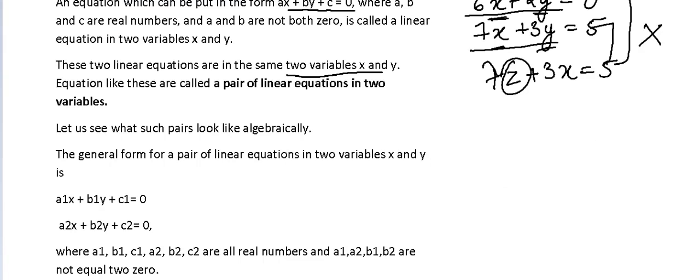And here we have a general form of a pair of linear equations, which is a1x plus b1y plus c1 equals 0, a2x plus b2y plus c2 equals 0, in which these are real numbers, and a and b can't be equal to 0.